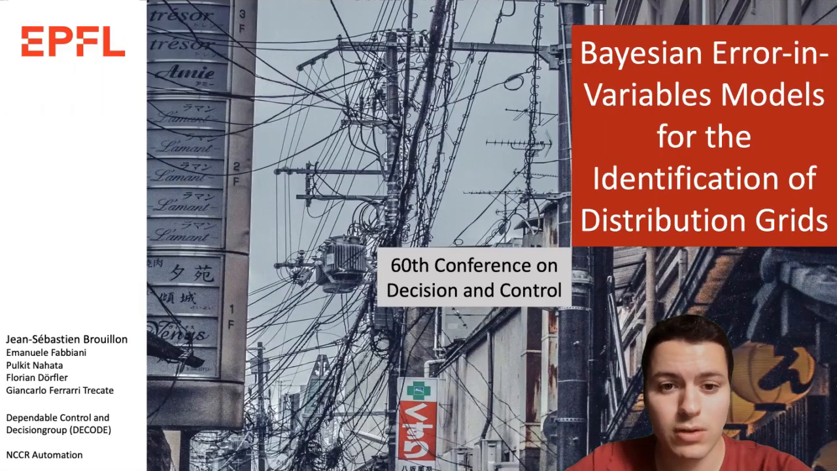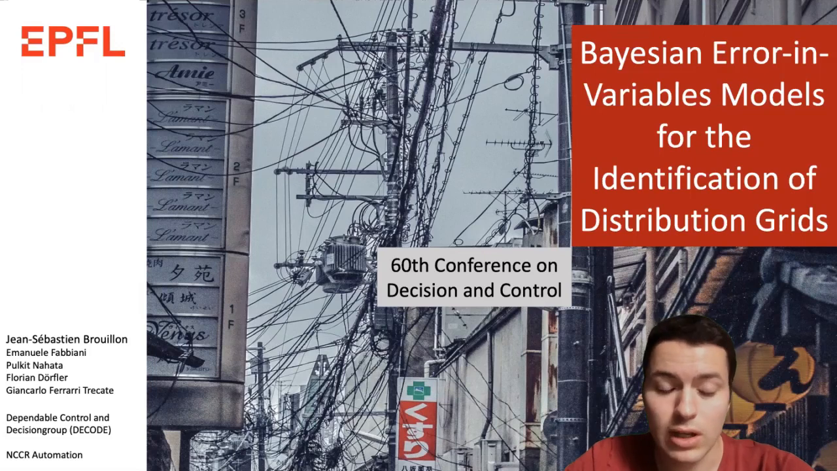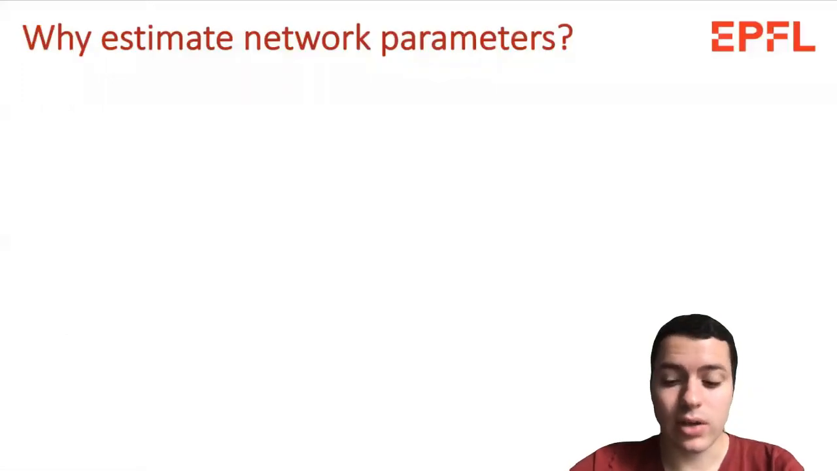If you want to do it manually, your power grid may look like this, and good luck. But you can also do it automatically using sensors. But that is also a hard problem because you have a very bad signal to noise ratio, but I will come back to this later. So why do that? Why estimate network parameters?